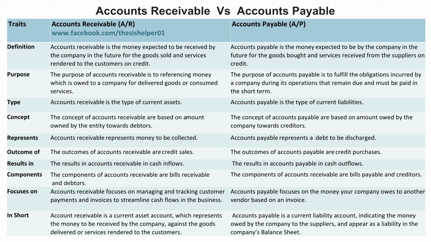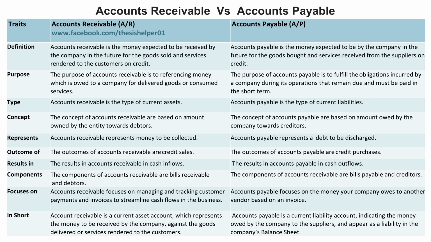The outcomes of accounts receivable are credit sales. Whereas, the outcomes of accounts payable are credit purchases. Accounts receivable results in cash inflows. Whereas, accounts payable results in cash outflows. The components of accounts receivable are bills receivable and debtors. Whereas, the components of accounts payable are bills payable and creditors.